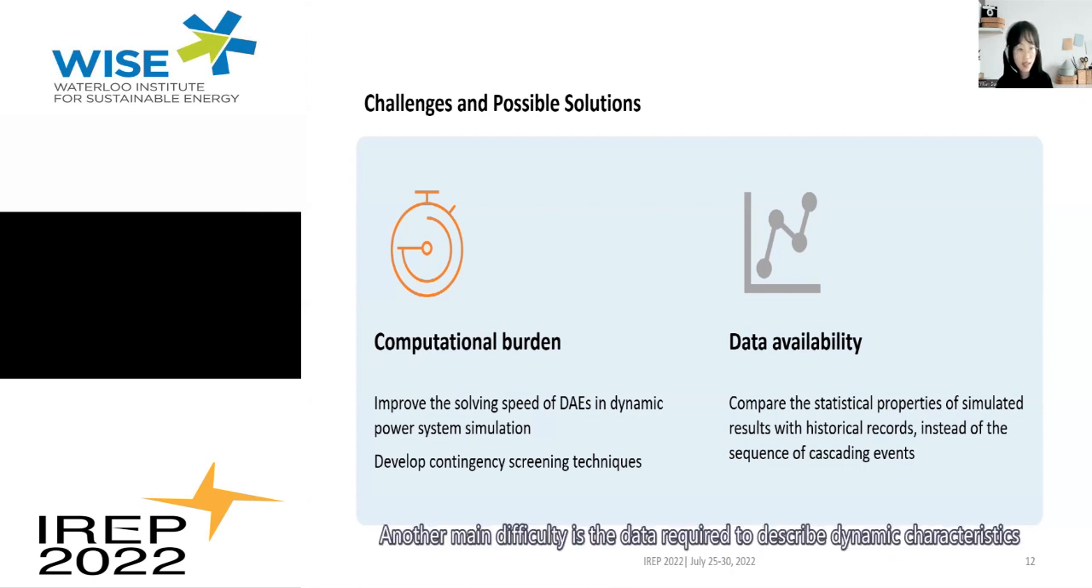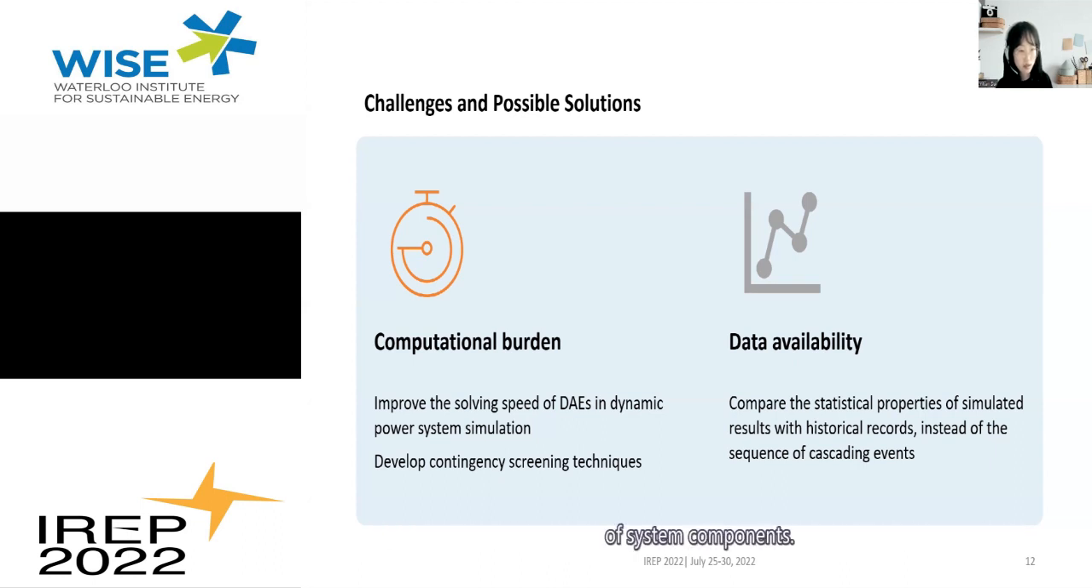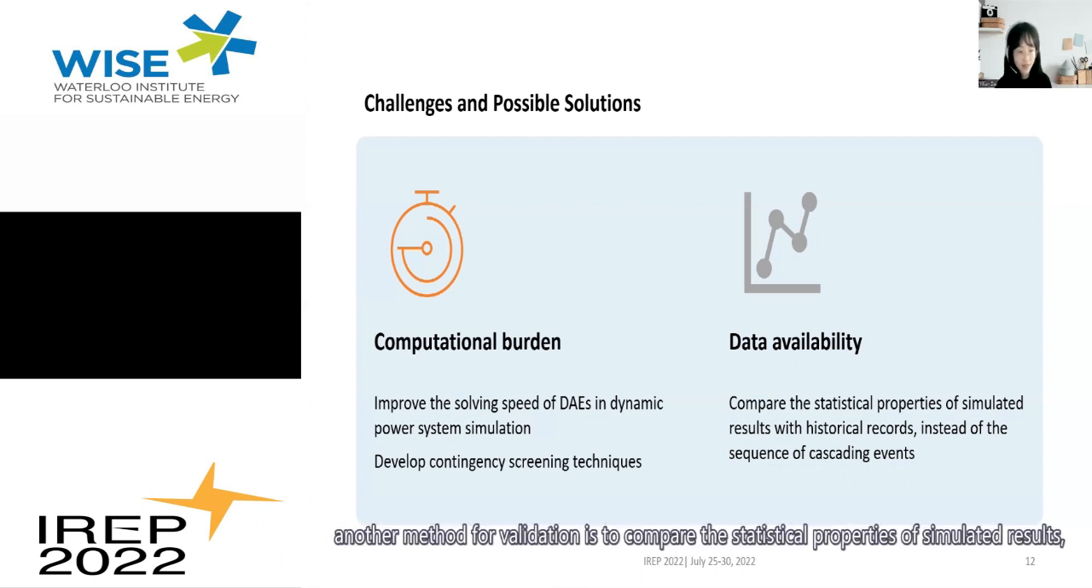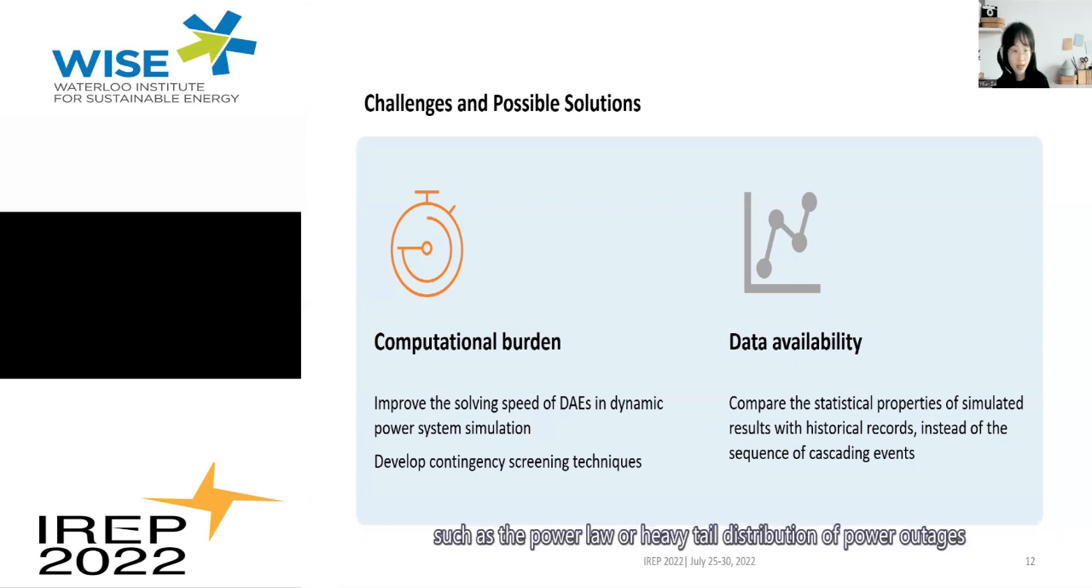Another main difficulty is the data required to describe the dynamic features of system components. This data is the basis for the reproduction of an actual power system blackout and for model validation, but it is often publicly unavailable. Therefore, instead of comparing with the sequence of cascading events, another method for validation is to compare the statistical properties of the simulated results. For example, the power law distribution or the heavy tail distribution of the power outages, which has been widely observed in past blackouts.